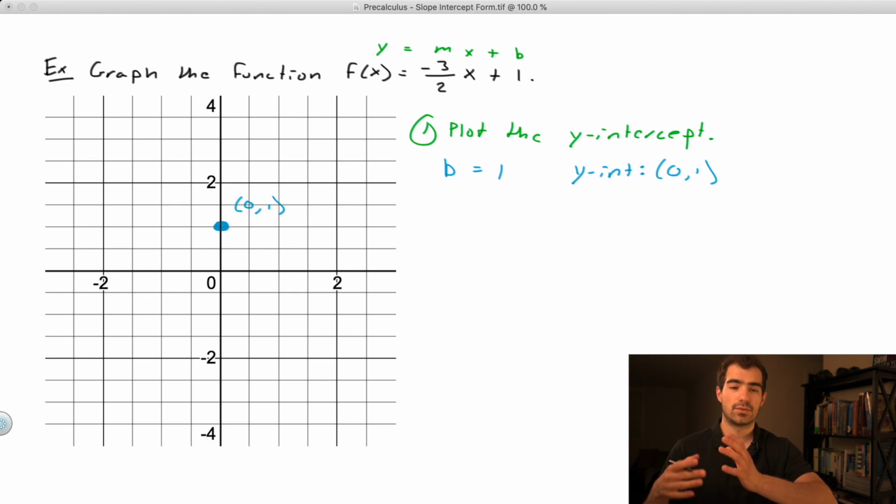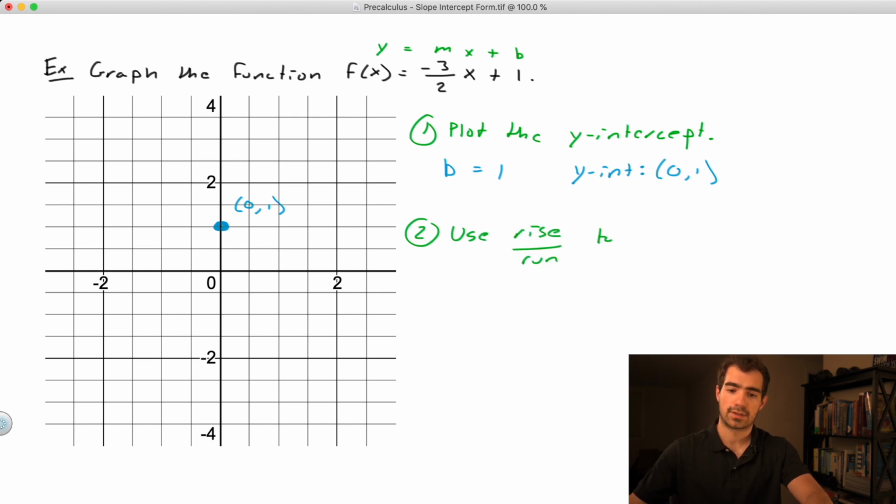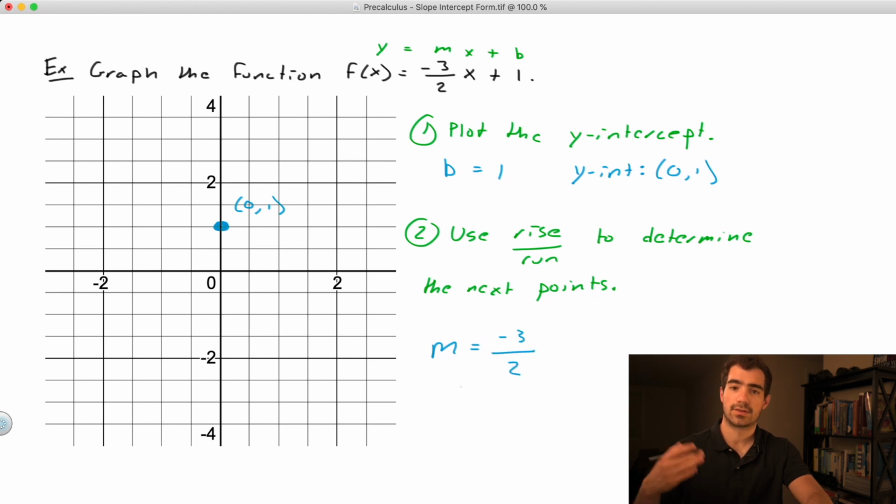From here, we can use the slope as a sort of GPS to tell us where to go next. And so we'll use the rise over run to determine the next points. Now in this case, our slope is equal to -3/2, and this is already written as a nice fraction for us, so we can identify this as the rise over the run. And so the rise is -3 and the run is 2.